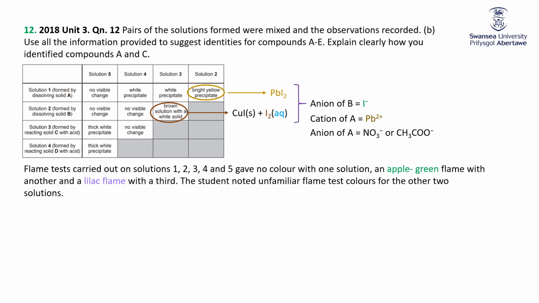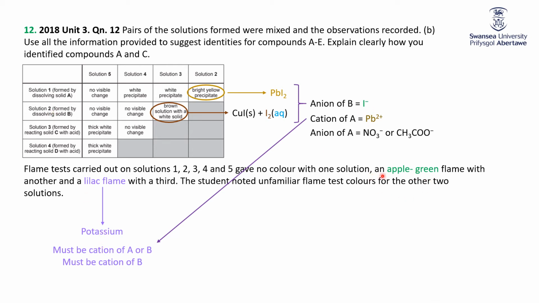Now look at the flame tests. We've got lilac, which is potassium. Now, of course, potassium is always, always, always soluble. However, solutions 3, 4, and 5, if you remember, coming from C, D, and E, these were not soluble in water. So that tells us the potassium has to be in A or B, but we already know the cation of A is lead. That tells us then that the cation of B has to be potassium. So far, A is lead nitrate, B is potassium iodide.